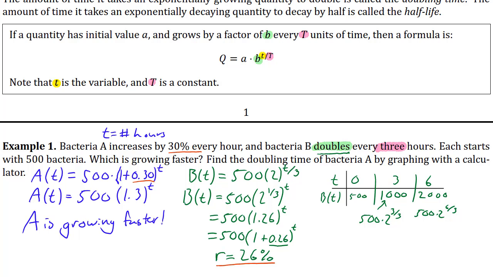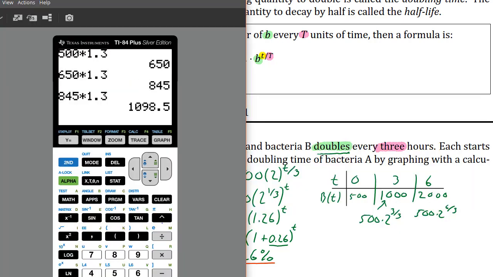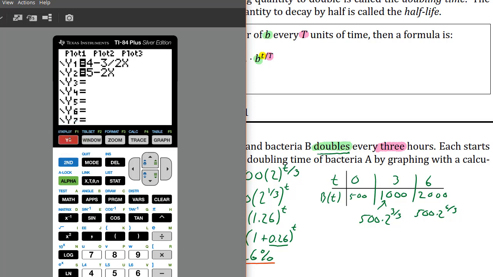Now, how can we find the doubling time of bacteria A? We can see that it's going to be a little bit less than 3 hours, because after I increase this by 30% 3 times, we get 1,098. So we can graph this with a calculator. I'm going to graph y equals 500 times 1.3 to the power x.